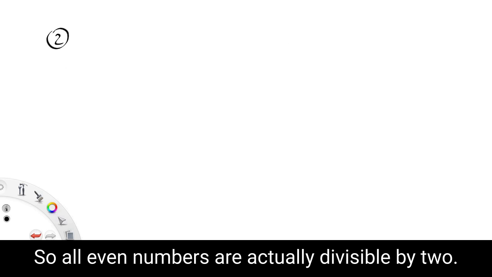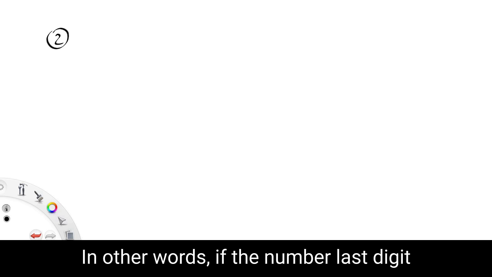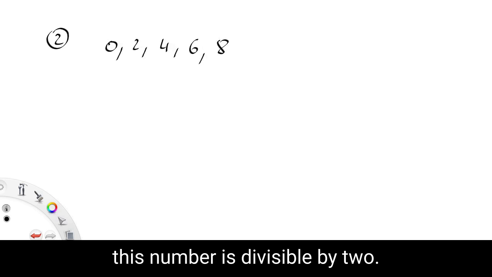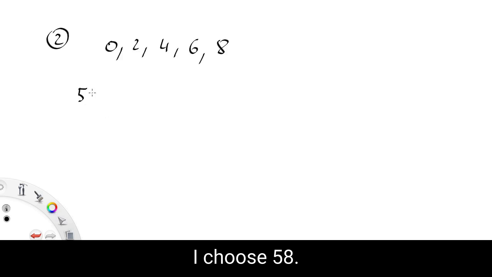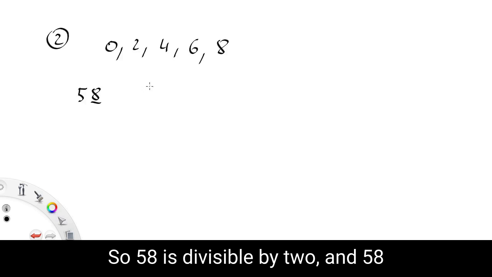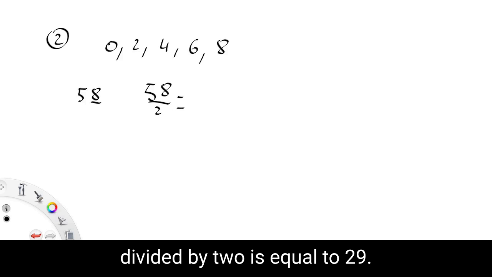So, all even numbers are actually divisible by 2. In other words, if the number's last digit is either 0, 2, 4, 6, or 8, this number is divisible by 2. Let's see an example. I choose 58. The last digit is 8. It is an even number, so 58 is divisible by 2. And 58 divided by 2 is equal to 29.